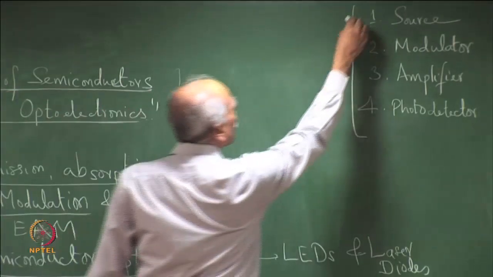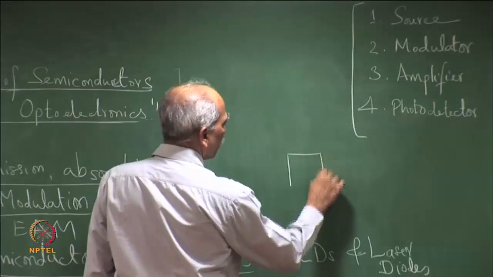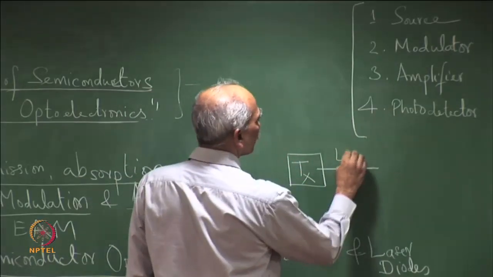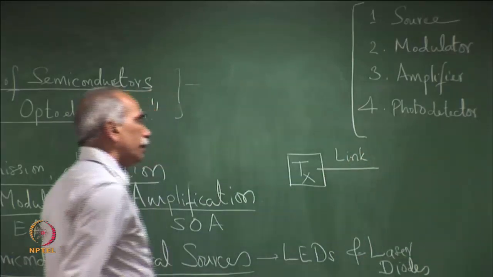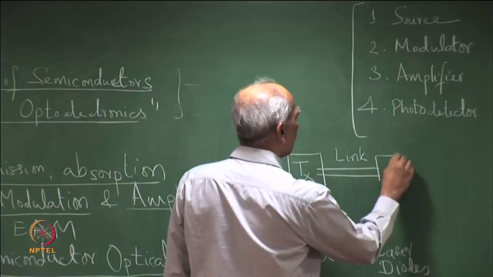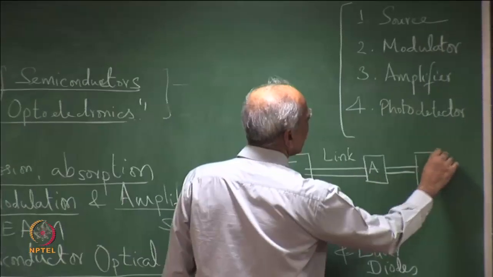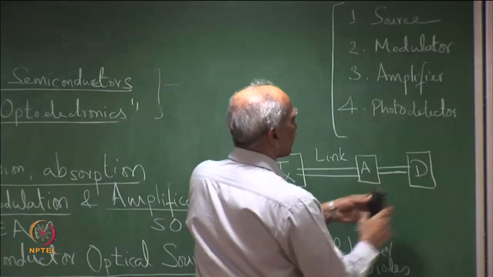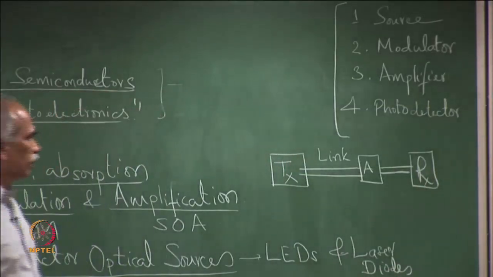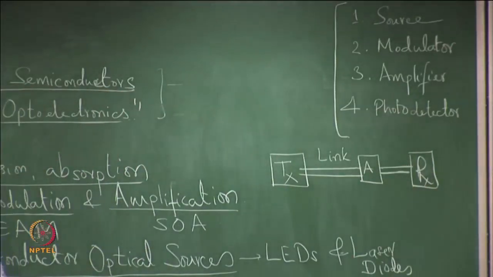So, a communication system, as we started in the first class, has a transmitter, a link, which is of course a passive link, and there could be amplifiers in between, and then finally the detector or the receiver. The transmitter, link, amplifiers in between, and receiver.